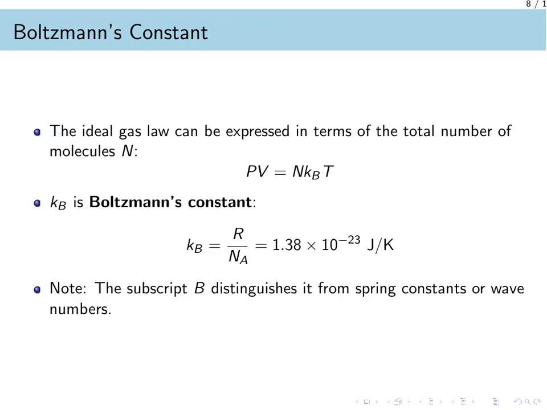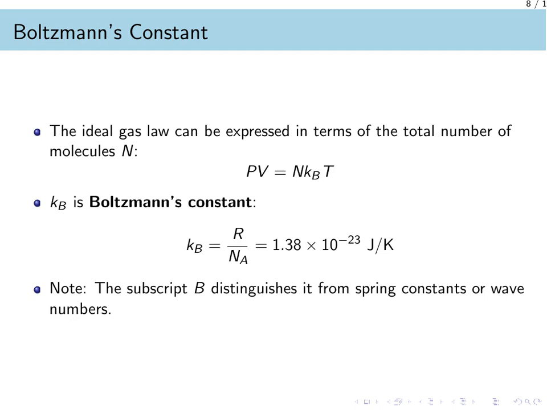We can also express the ideal gas law in terms of the total number of molecules, represented by a capital N, rather than the number of moles. In this version, pressure times volume equals the total number of molecules times Boltzmann's constant times the absolute temperature.